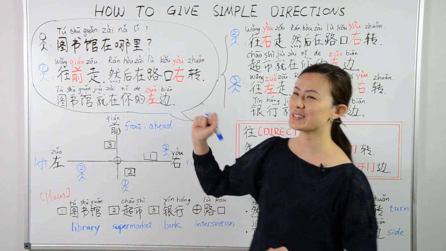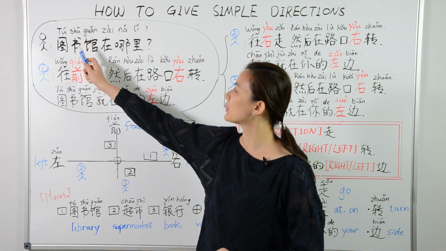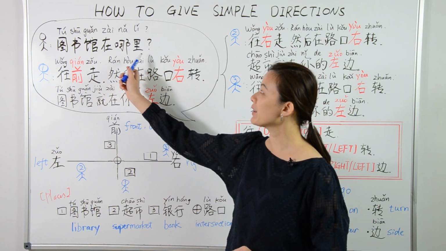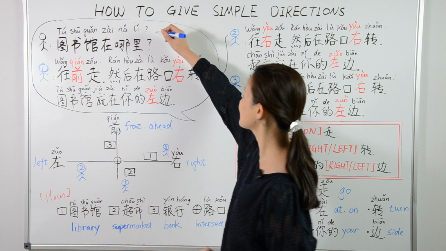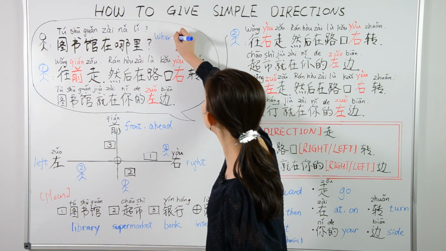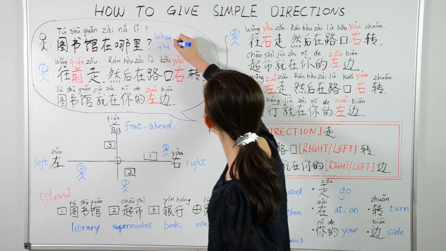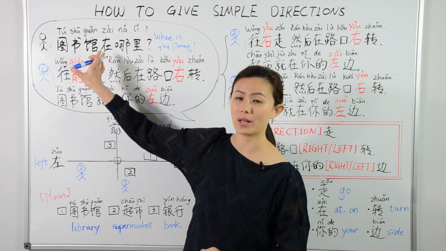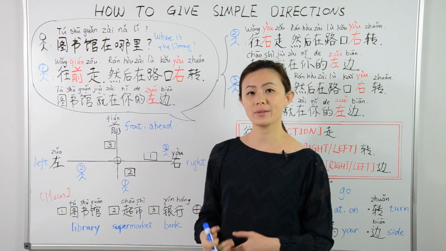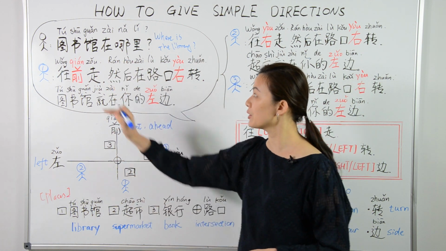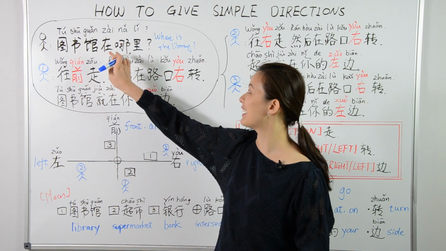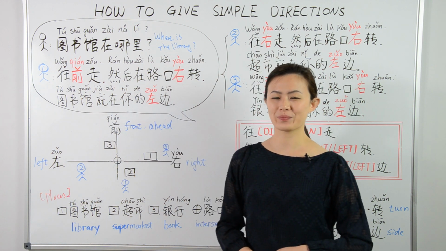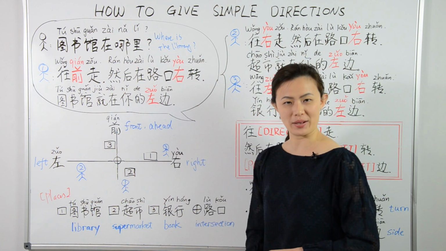Okay, first is our question. 图书馆在哪里? This is asking, where is the library? This is a standard way to ask where some place is at. First is the place you're looking for, and then 在哪里, at where. 图书馆在哪里? And then let's look at the response.